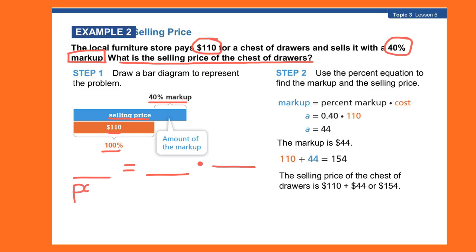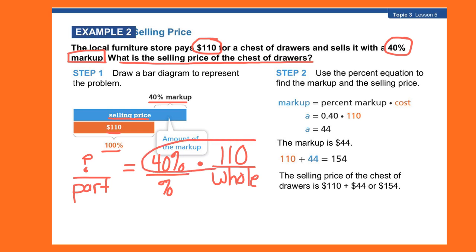This is the part. We don't know how much that's going to be, but we know the percent. Make sure you use your percent key. And we know the original price, or the wholesale price. Now this time both numbers are on the same side of the equal sign, so I can just multiply them. 40% times 110 is $44.